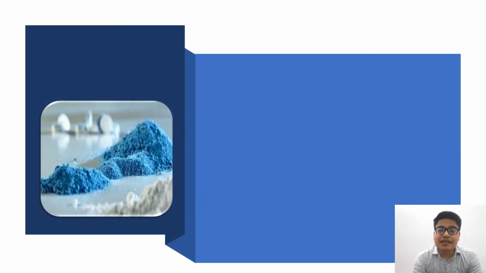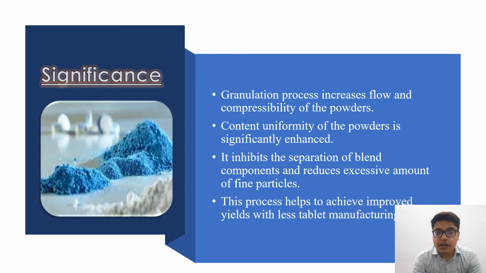Now, what is its significance? It is very significant, especially while we are making tablets, because when we put our material in the hopper, we want it to have increased flow properties so that it does not get stuck in the hopper. Now the compressibility should be good so that while we are making the tablet, our material should be easily compressible.